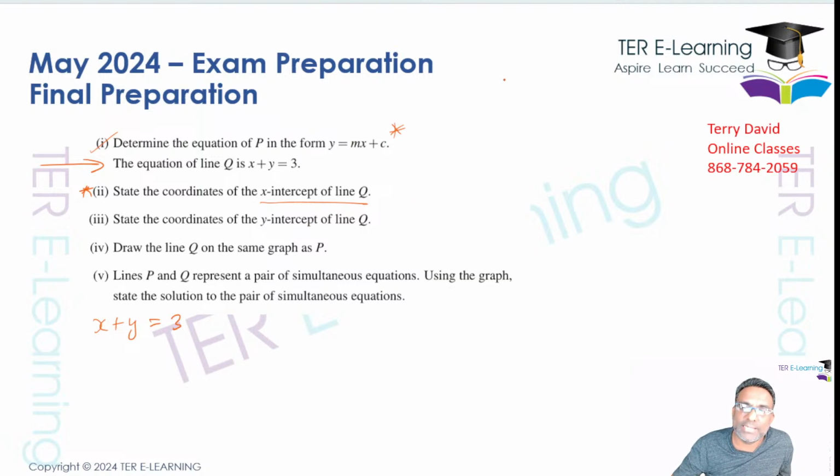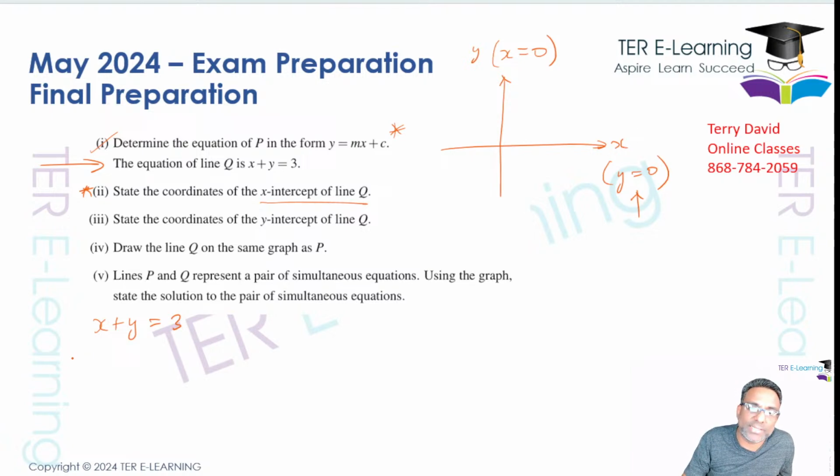Now, one of the things that you all need to remember when it comes to straight lines: this is your x-axis, which is also called the line y is equal to 0. This is your y-axis, and that's called the line x is equal to 0. So we have x plus y is equal to 3. If you want to get the x-intercept, that is where you're cutting the x-axis, you need to put y is equal to 0 into this equation.